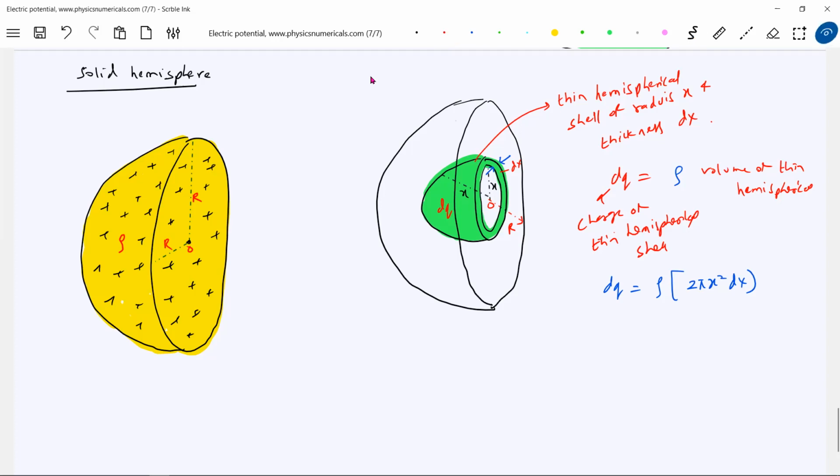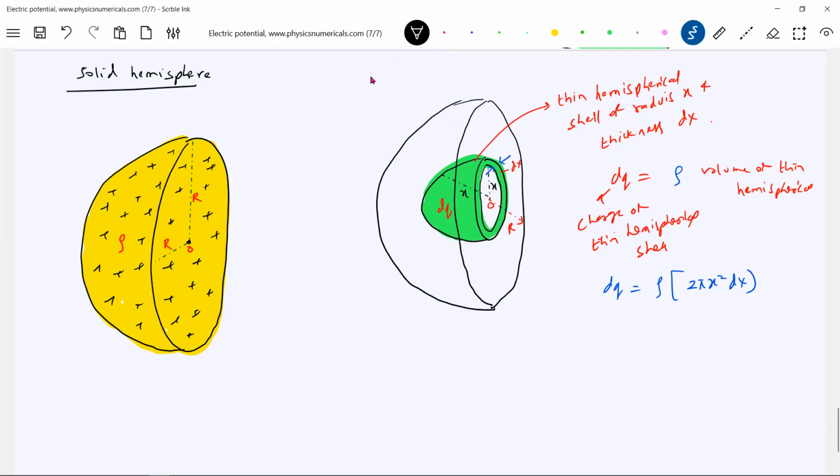I'm not asking for the volume of the hollow region, but the volume of this green colored region. It should be equal to surface area into thickness of the shell. So what is the thickness? Thickness is dx. Surface area is 2 pi x square. I hope you are able to understand what I mean to say here. Okay, let's substitute here now.